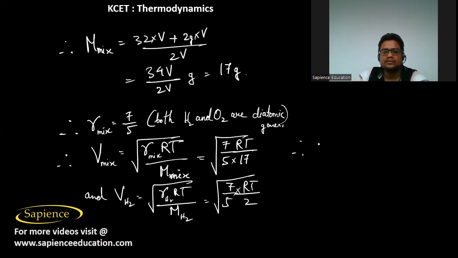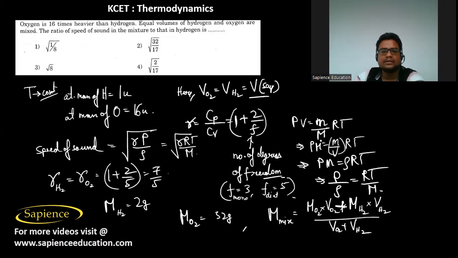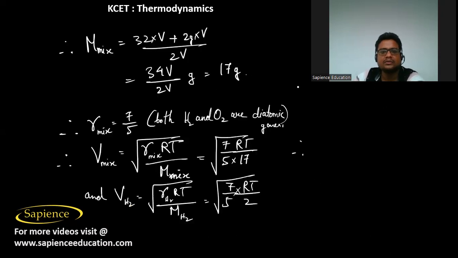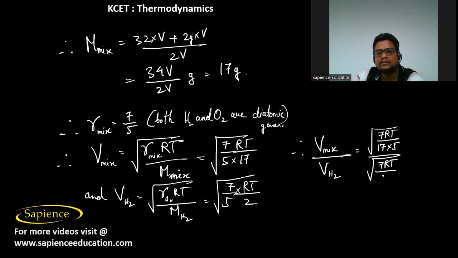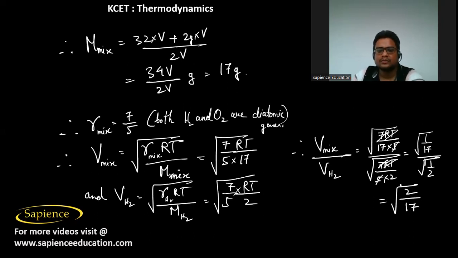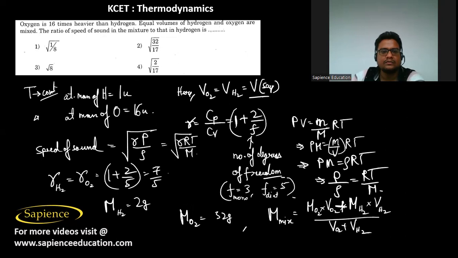Now we have to find the ratio of the speed of sound in the mixture to that in hydrogen. So the velocity of sound in the mixture by the velocity in hydrogen will be root over 7 RT by 17 into 5, divided by root over 7 RT by 5 into 2. The RT cancels, 5 cancels, 7 cancels. So this is root over 1 by 17 divided by root over 1 by 2, which equals root over 2 by 17. Therefore option 4 is the correct answer.